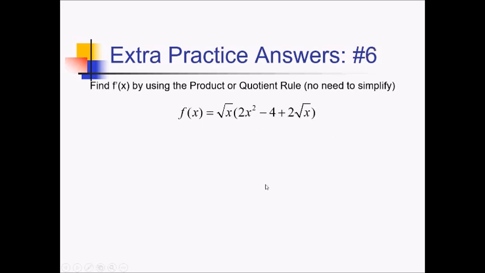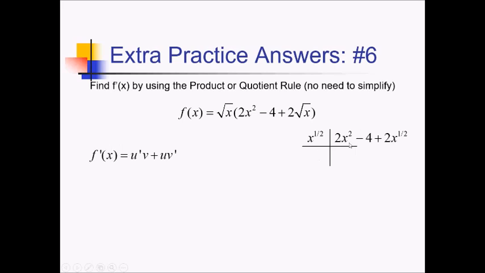For this problem, I'm supposed to find f prime by using a product or quotient rule. So although it would also be possible to distribute this and use the power rule, I'm going to use product rule instead because that's what the directions want. So let me set up my product rule, u prime v plus uv prime. Box and ribbon time. I've got my two factors. I've got radical x, which I'm going to call x to the 1/2 in here, just to make it a little easier to work with. And then we've got 2x squared minus 4 plus 2x to the 1/2 over here. So we've got u and v.